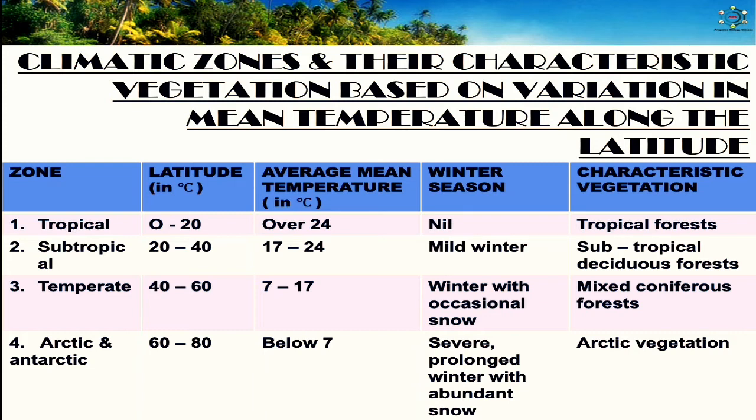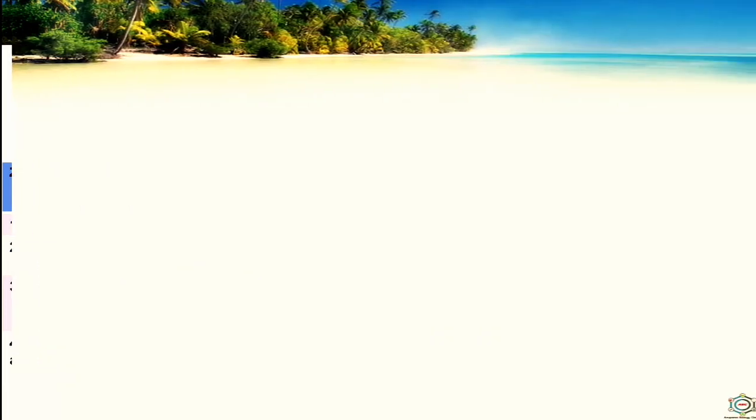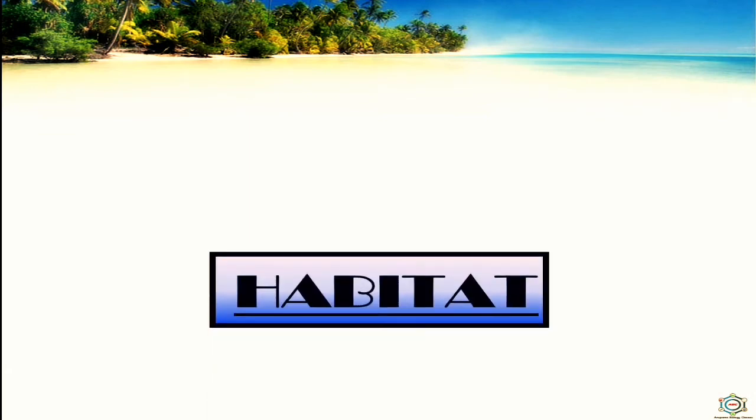And the last one, that is Arctic and Antarctic. Here you can see the latitude is 60 to 80. Average mean temperature is below 7. Winter season is severe, prolonged winter with abundant snow, and the characteristic vegetation is Arctic vegetation. So you can see, on the basis of variations in the mean temperature along the latitude, four climatic zones have been recognized. Now, after this, habitat.